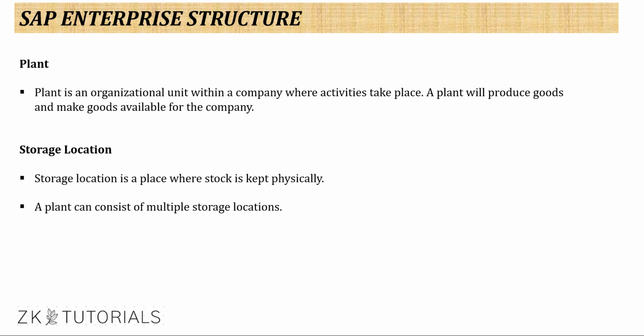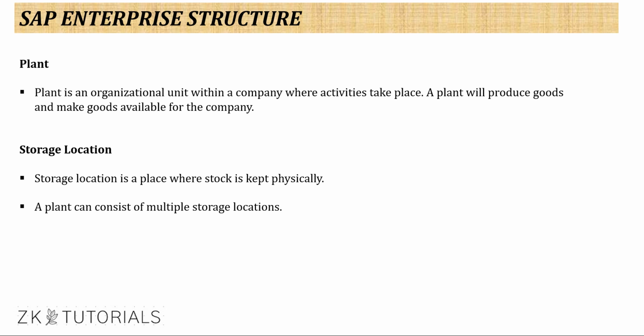And the finest, the last and least unit, is the storage location. There is nothing to discuss about the storage location, because from the name itself we can clearly understand. It's a place where we keep our stock physically. Ultimately the main target of MM is to bring the stock from the vendor and store it in the inventory. So for that storage we need a place. That place is called a storage location.